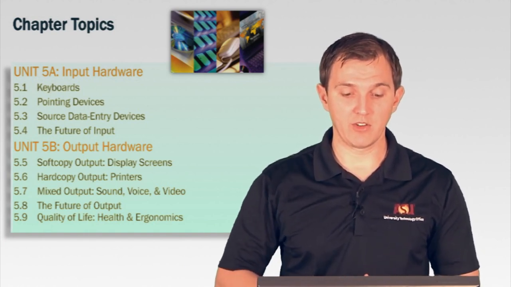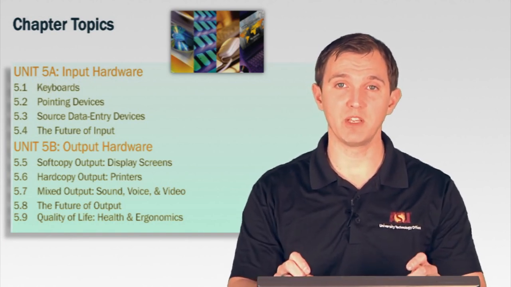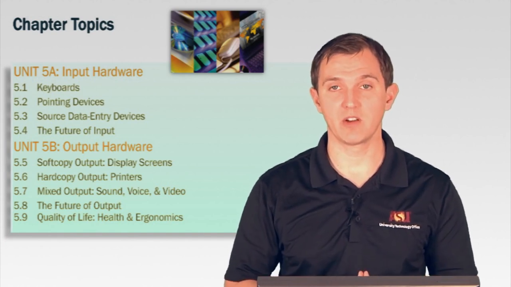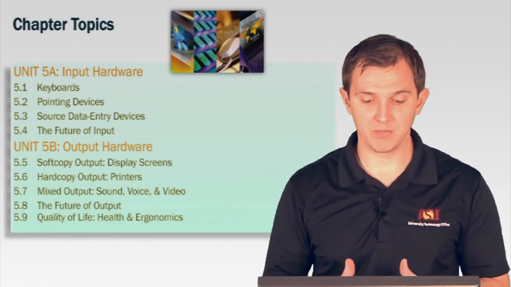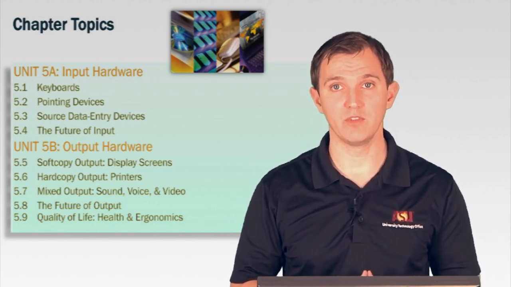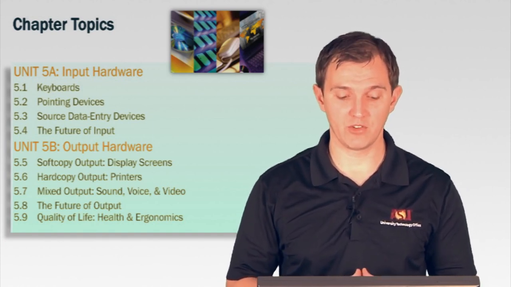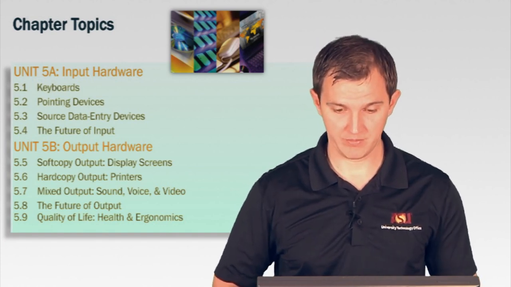So we say here that soft copy involves display screens. It doesn't feel very soft to me, but in that it's not printed, it is soft copy and not hard copy. Anything that's printed is hard copy. And then we have mixed output, which includes sound, voice, and or video. We're also going to look at the future of output, and we're going to consider quality of life, health, and ergonomic issues.